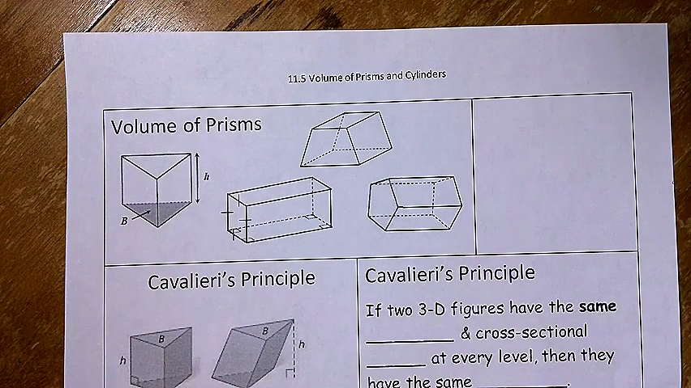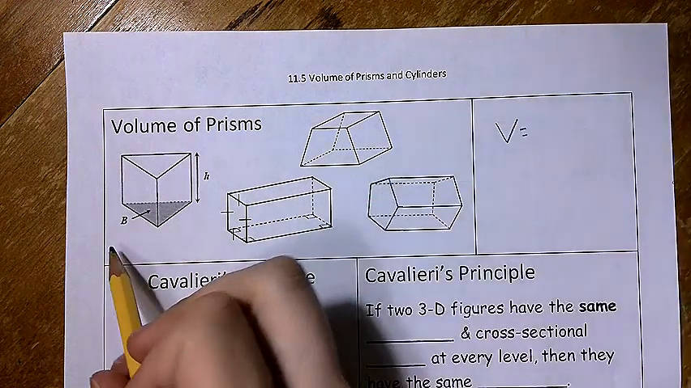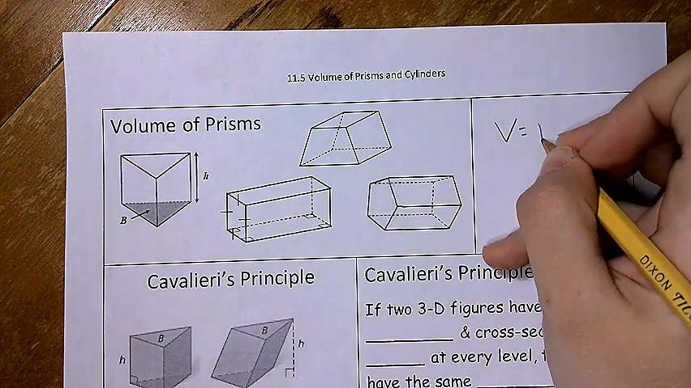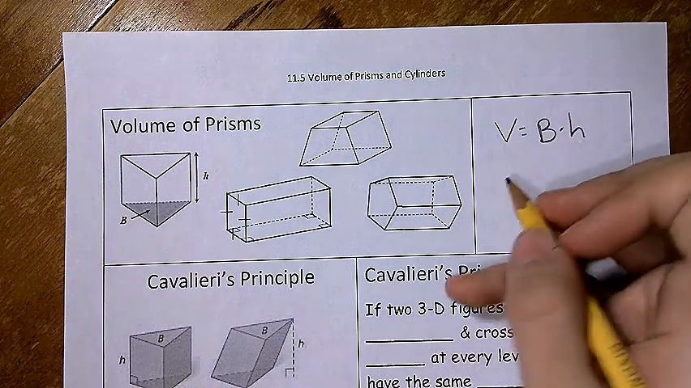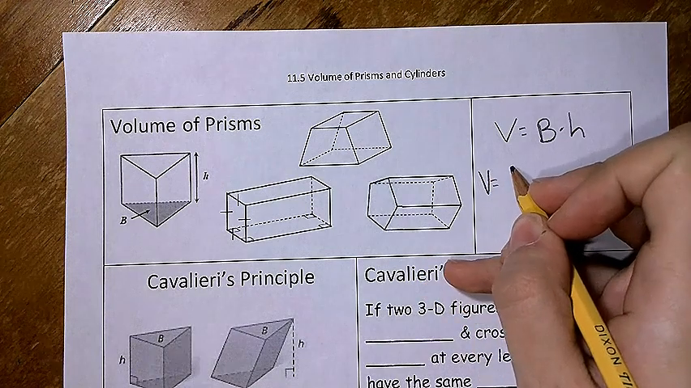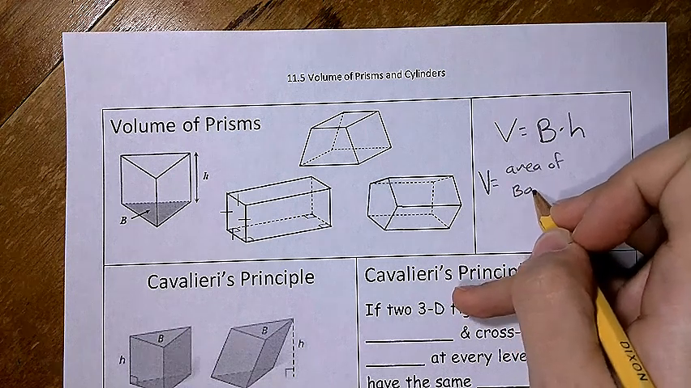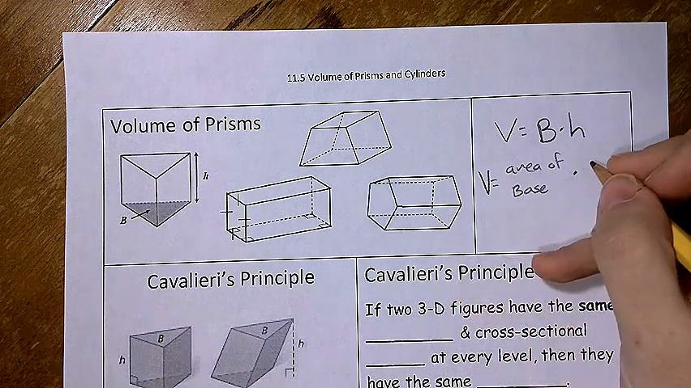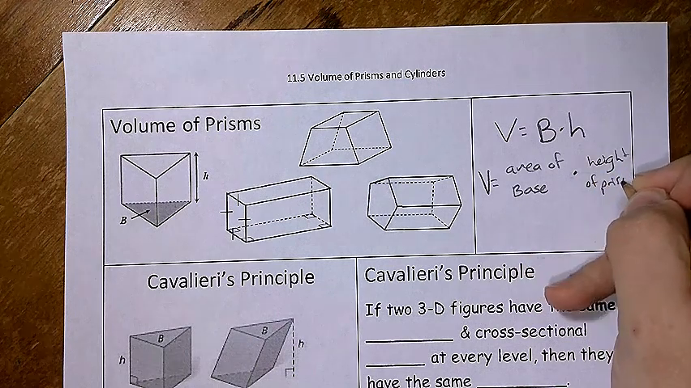Hello, geometry. We are on lesson 11.5, volume of prisms and cylinders. The volume of a prism or cylinder is going to be determined by the area of the base, which we note as B, times H. So V is going to equal the area of the base times the height of the prism.